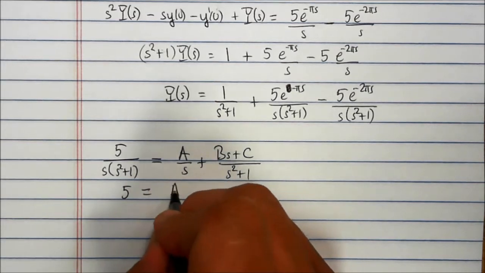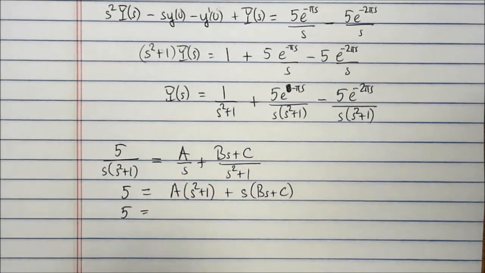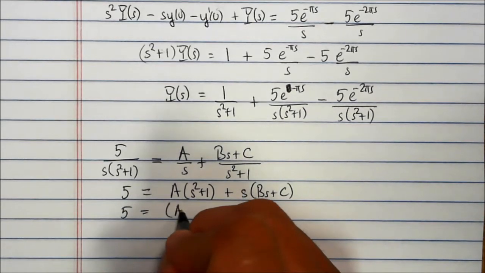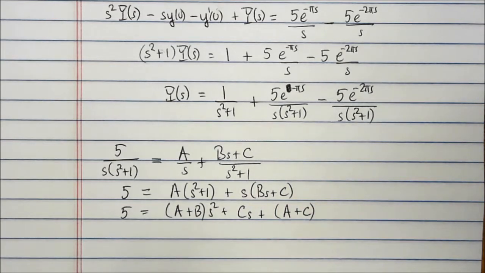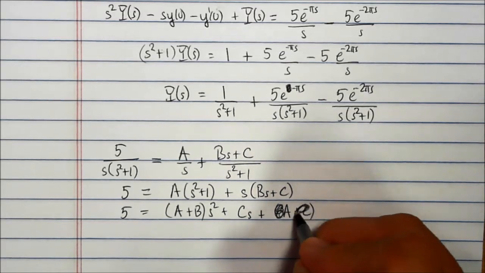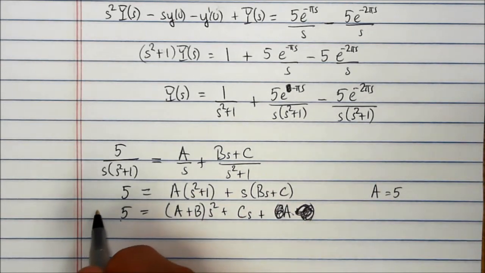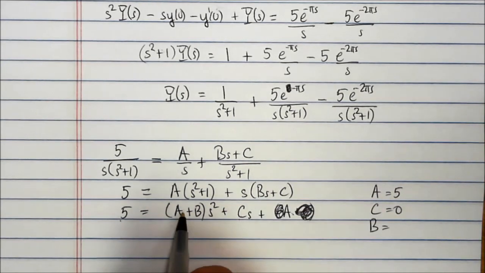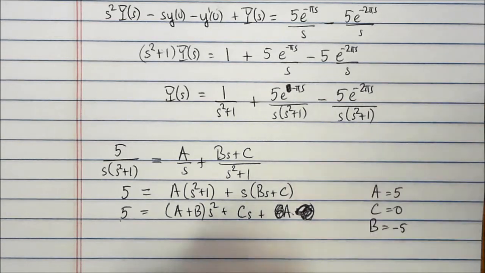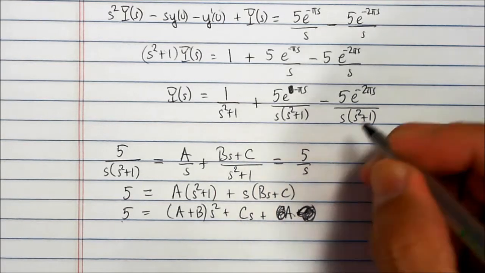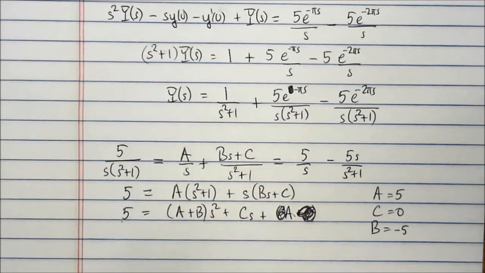Okay, so 5 is going to be equal to a times s squared plus 1 plus s times b times s plus c. And for this one, it's fairly straightforward to do this by simply matching the coefficients. A plus b times s squared, plus c times s. Then I have just a as the constant. I'm sorry, I apologize. And so we can quickly see that the constant a matches the 5 here. There's no c over here, so c is equal to 0. Also, there's no s squared over here, so b will be equal to negative 5. So we get that this is equal to 5 over s, then minus 5 times s over s squared plus 1. And that is the decomposition for 5 over s times s squared plus 1.